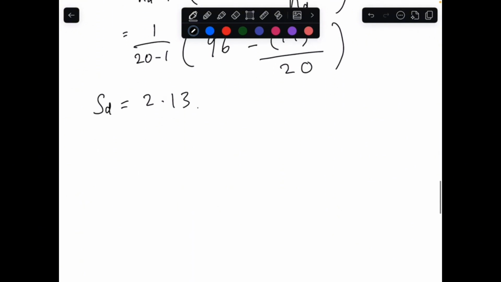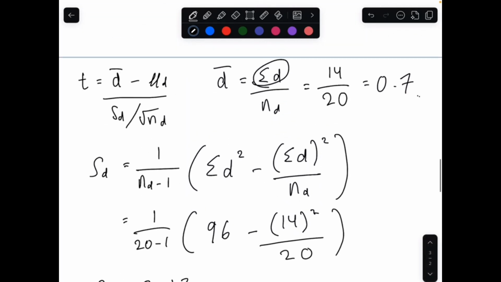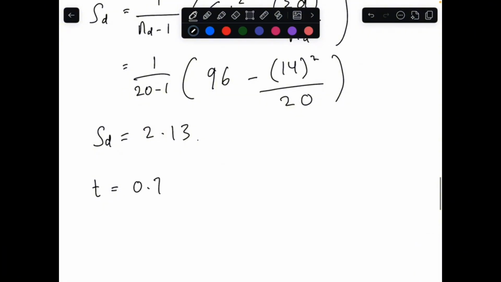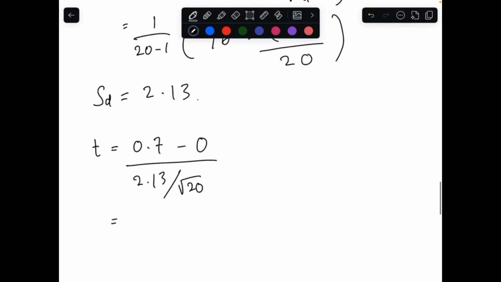Next, we substitute all the values into the formula. D bar equal to 0.7 minus mu equal to 0, over standard deviation equal to 2.13 divided by square root of n, which is 20. So we will get the value of t equal to 1.47.